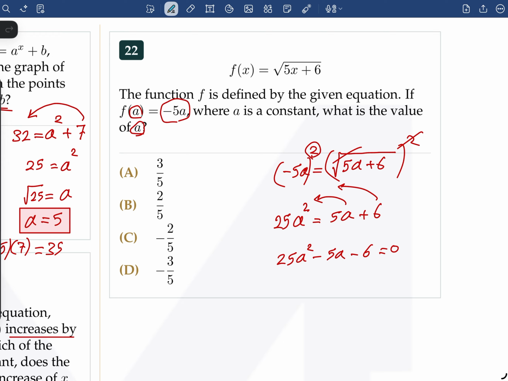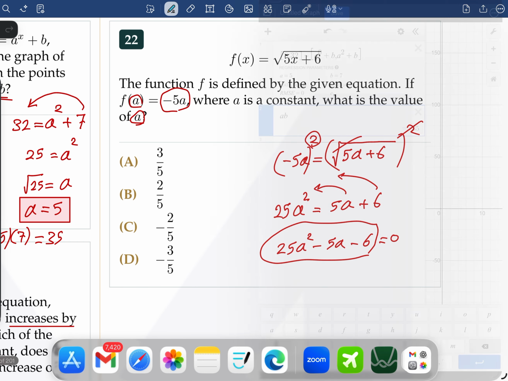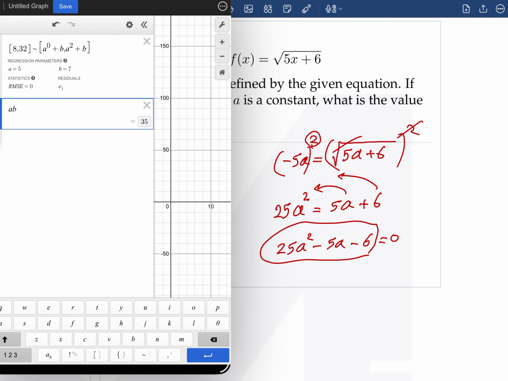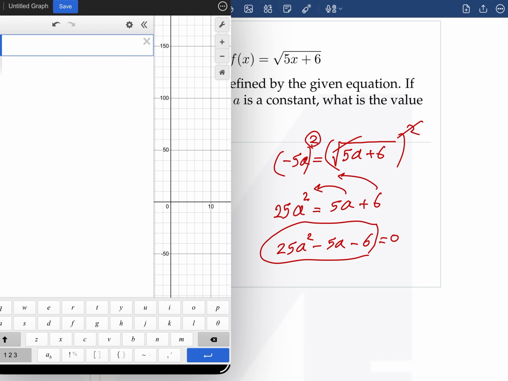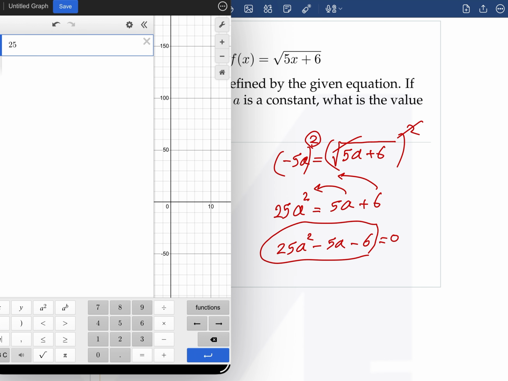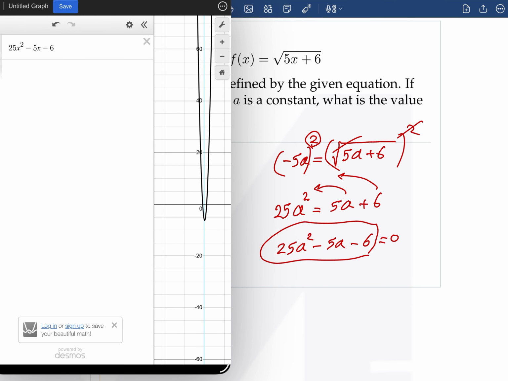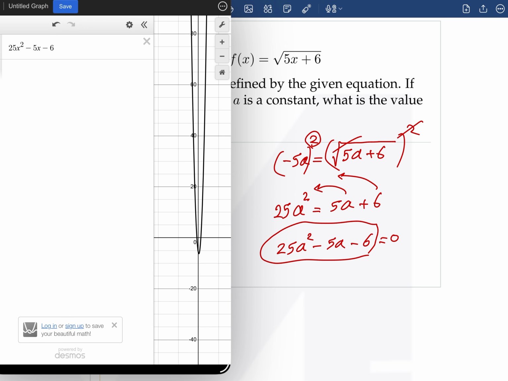We can now draw this side on Desmos, or you can use the mod 5.3 on your calculator. Let's use Desmos for this part and see how to graph it. So we can just write 25, and because we don't draw lists of numbers, we just make x instead of a. So 25x squared minus 5x minus 6 only. That's it. And we look at the intersection points here.